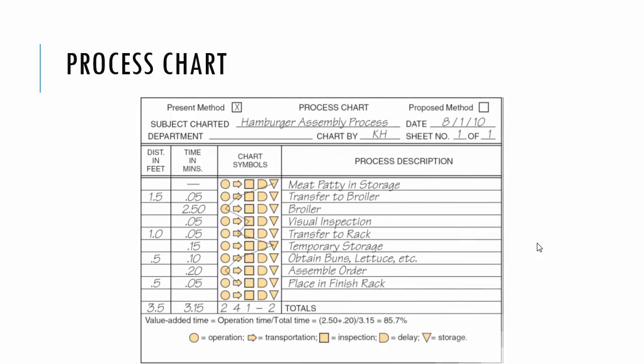The next tool is a process chart. We now add symbols to show key activities. This example uses circles for operations, triangles for storage, etc. In this chart, an operation equates to a value added time. So we can again compare added value time to non-value added time.